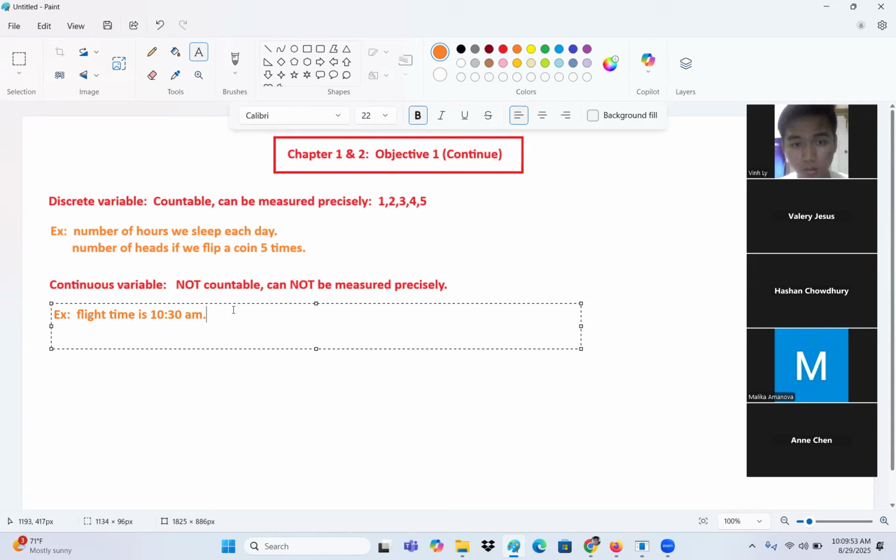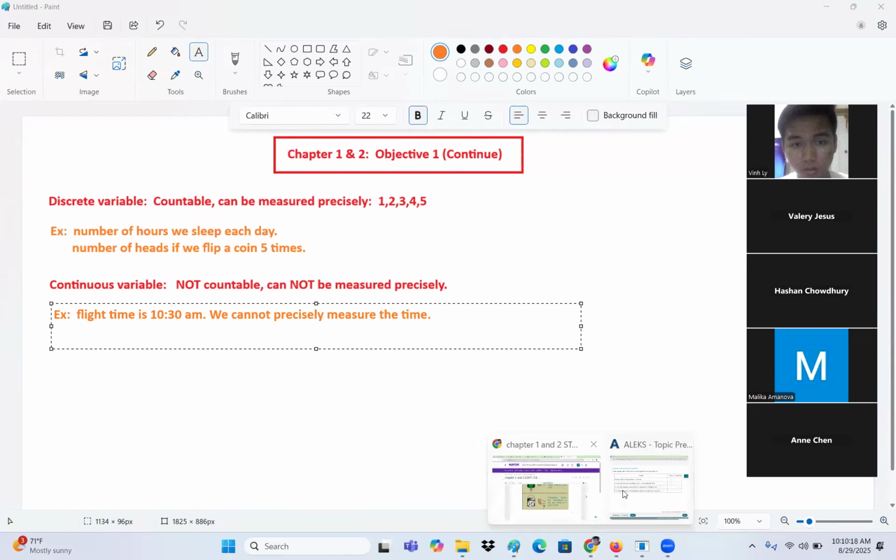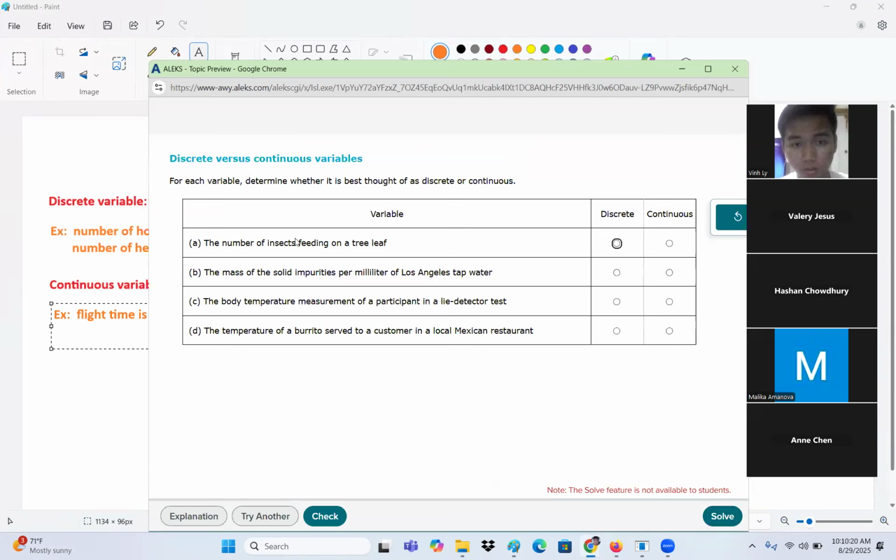Whatever it is, we cannot measure the time precisely. So it cannot be just 10:31 or 10:30 and then 20 seconds. This one we call a continuous variable. In other words, this one is discrete, and this one is continuous, continuous, continuous. So all of these three should be called continuous. Any questions?